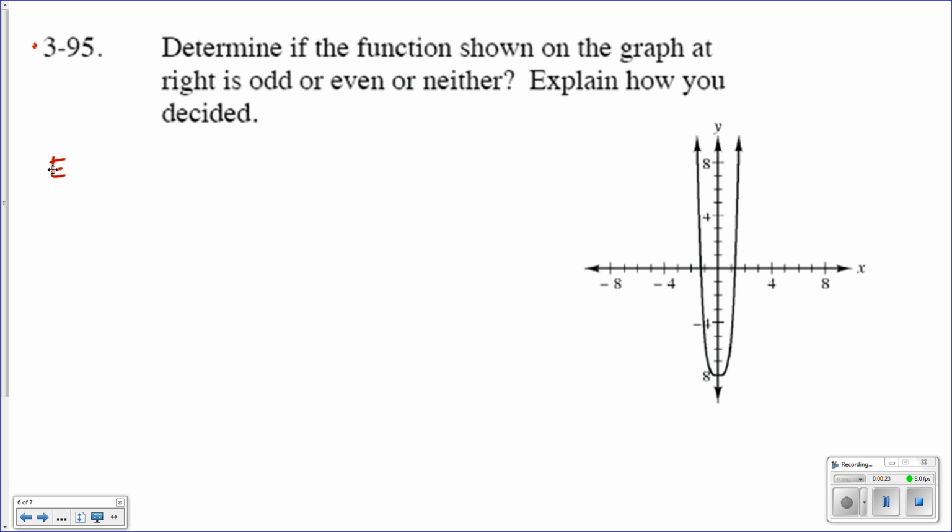So even functions, what you're focused on there is opposite inputs are going to give the same output. So opposite inputs give the same output. And what that really means here is it's going to be reflective across the y-axis. I'll explain why here in just a sec.